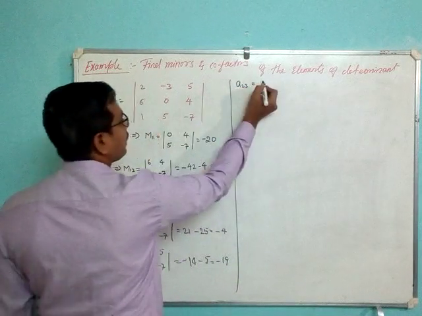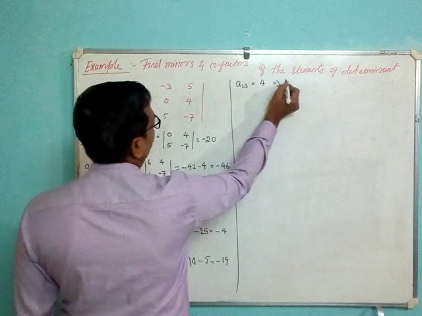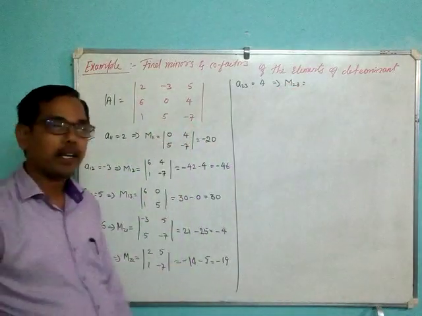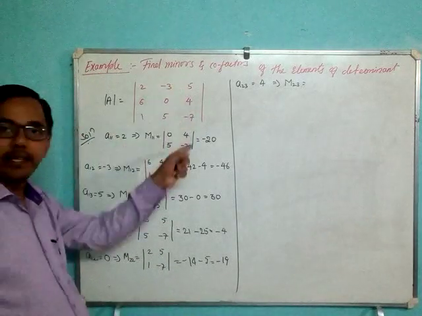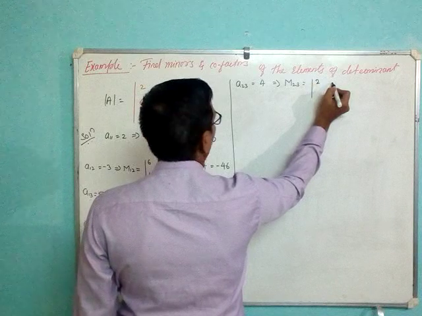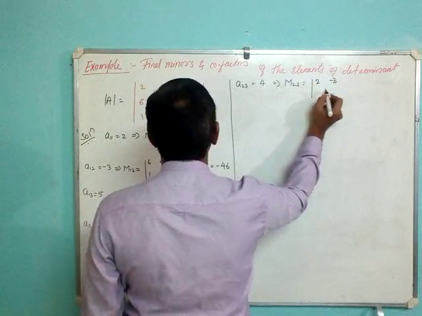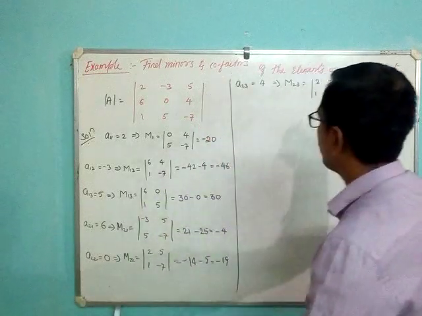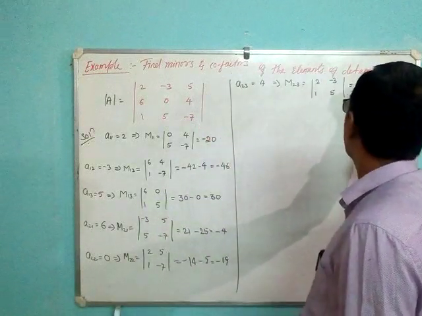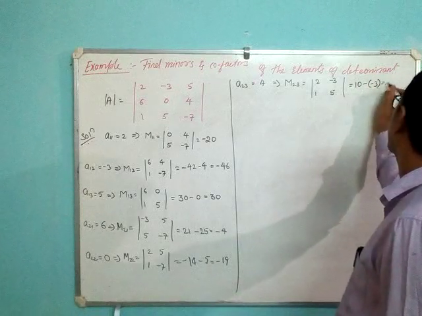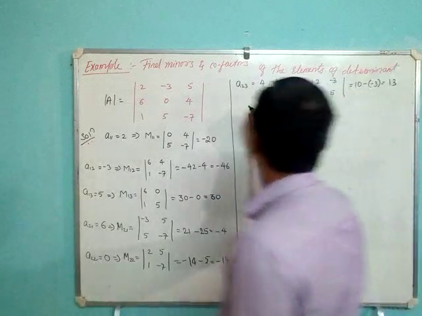A23 is how much? 4. So M23 is obtained by neglecting row and column containing 4. So neglect second row and third column. So what you will get? 2, minus 3, 1, 5. So 2 into 5 is 10 minus of minus 3. That is 10 plus 3, 13.